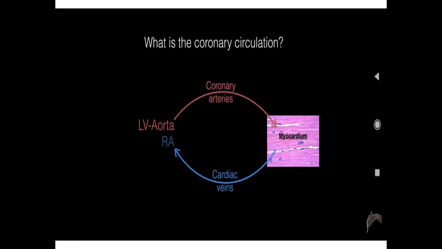So all the deoxygenated blood returns to the heart through the right atrium. The same thing happens with the coronary circulation. The cardiac veins take the blood from the myocardium of the heart and return it to the right atrium. So coronary circulation simply means the supply of blood to the heart from the aorta and back to the right atrium. So coronary circulation begins in the left ventricle and ends in the right atrium.